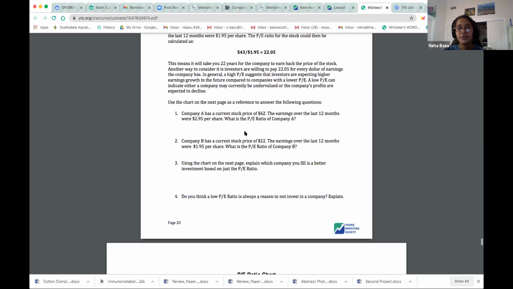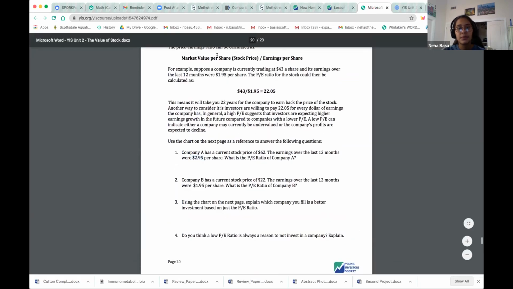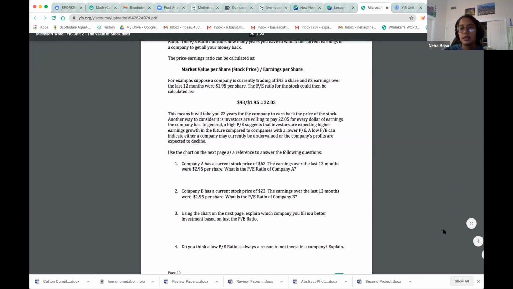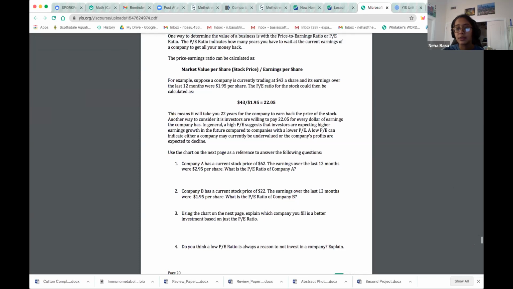Okay, if not, I can go through this first question, and then maybe for the next few questions we can try. Since they tell you the stock price is $62 and the earnings per share is $2.95, based on this formula up here, in order to calculate the PE ratio, you're going to take the stock price. Let me plug it in a calculator. You're going to take the stock price of $62 and divide by $2.95, and that's going to come out to around 21. So your PE ratio would be 21. Does that make sense to everybody? You guys can just unmute yourselves if you have any questions. Good? Okay, cool.